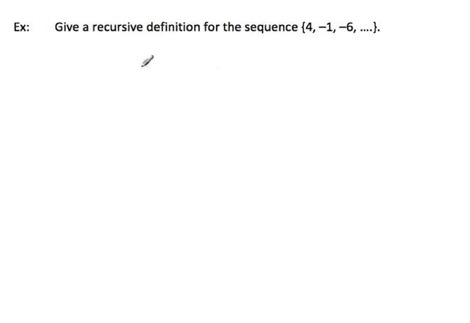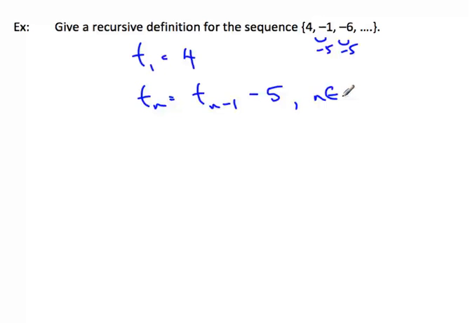So let's do an example. Give a recursive definition for this sequence. It's easiest to start off by writing down the first term, because that's part of our definition. The first term is 4, and we can also see that the common difference, we're subtracting 5 each time. The common difference is negative 5. So any term is equal to the term before it minus 5, and we specify that this applies for natural numbers for n. So we write that, and this part of the rule applies when n is greater than 1. If n is equal to 1, we're back to here. So that's the full recursive definition for this sequence.